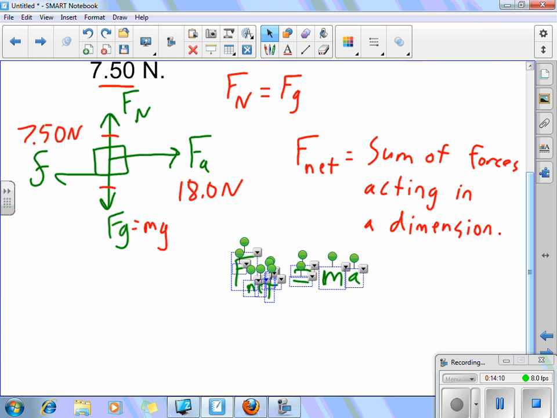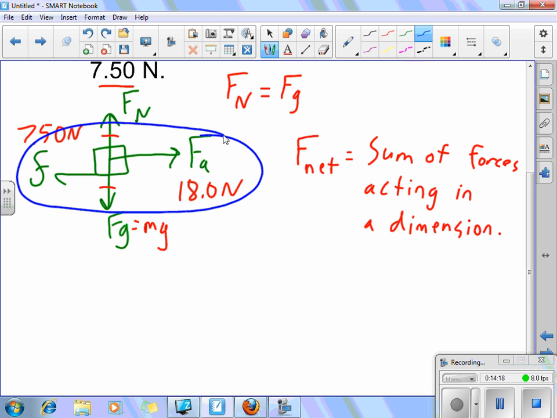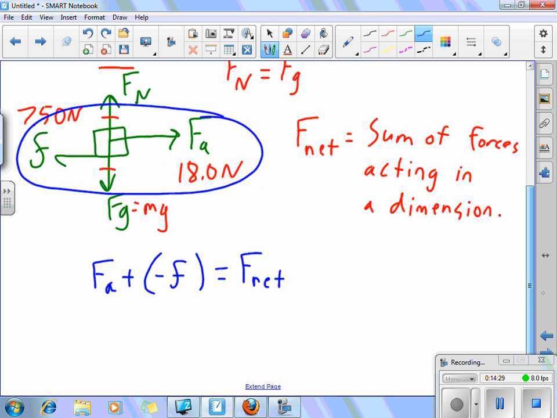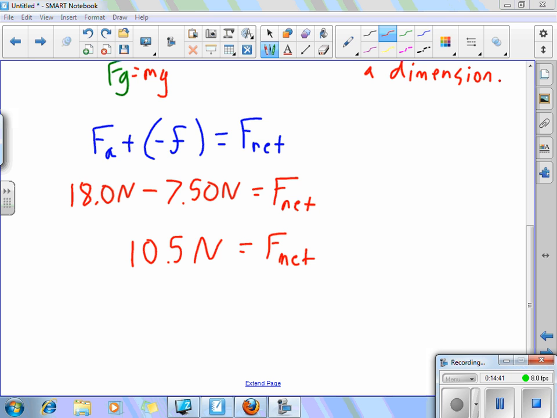So let us take that idea. Sorry about that. Fun with a smartboard. And let us add these two together. We essentially have in the horizontal direction a couple forces being combined. I have a positive Fa plus a negative friction, and that must equal my net force. So I can plug in the values for that, seeing as we know them. 18 newtons minus 7.5. This must be equal to my net force. So 10.5 newtons must be my net force. That would be to the right, by the way. We need a magnitude and a direction.